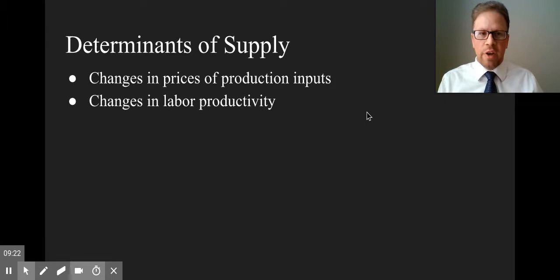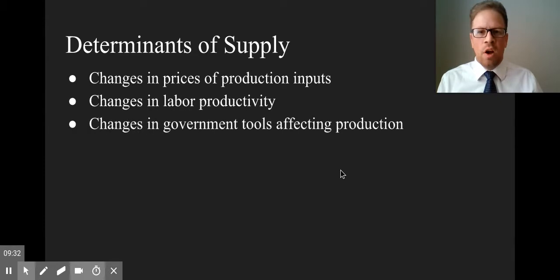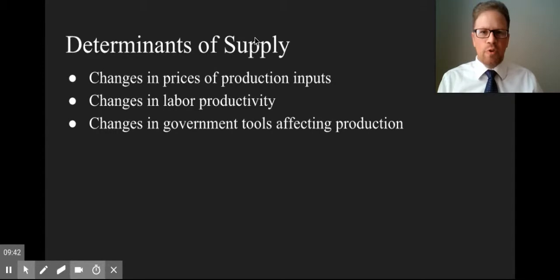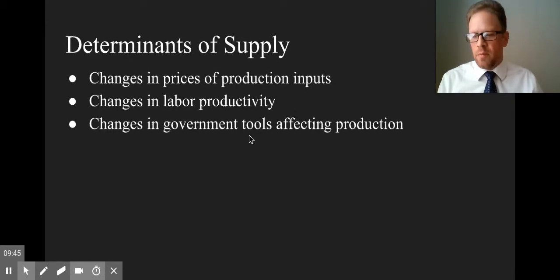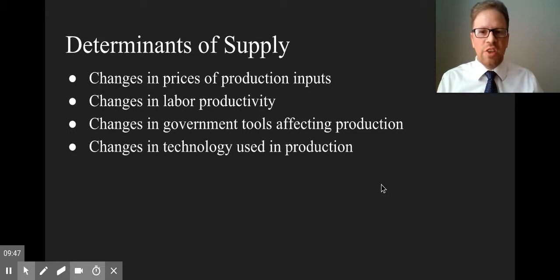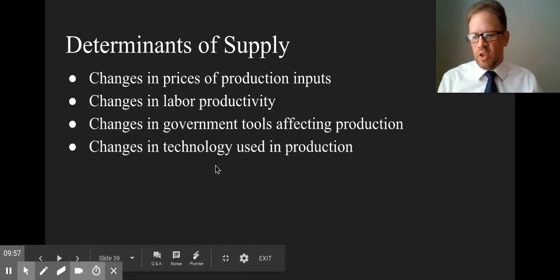Also, changes in labor productivity. If you have a labor force that is more productive or less productive, you'll be able to make either more or less of the product depending on what happens to their productivity. Also, changes in government tools affecting production. So if the government is having things like taxes or subsidies or types of regulations, that can actually affect a producer's ability to actually make that product. Also, changes in technology used in production. So not just technology overall, but technology that helps you produce that can actually have an impact. Usually it'll have a positive impact the more technology you have.